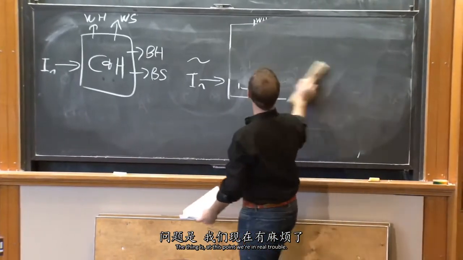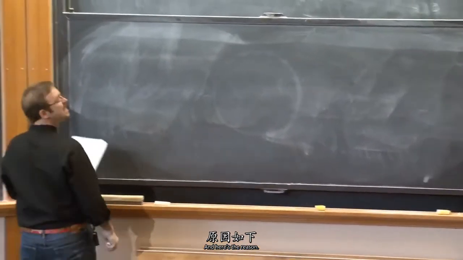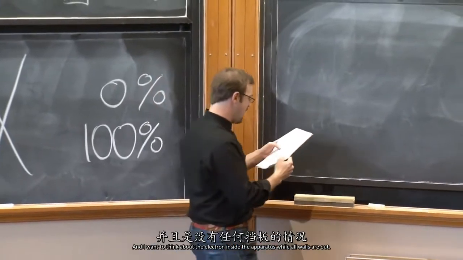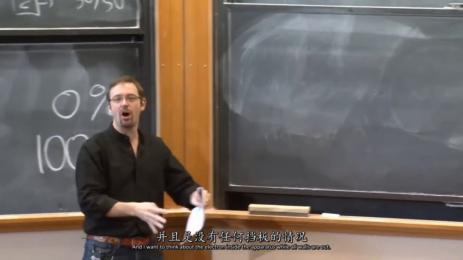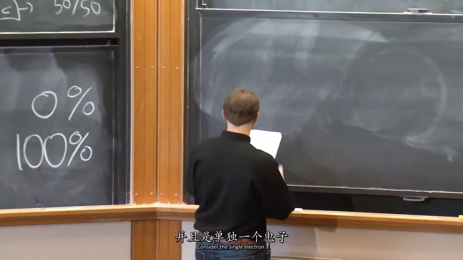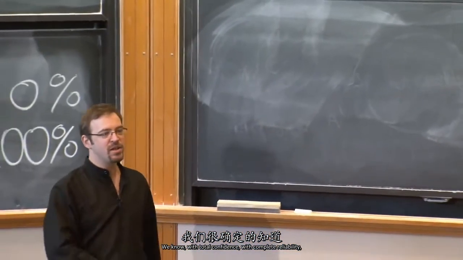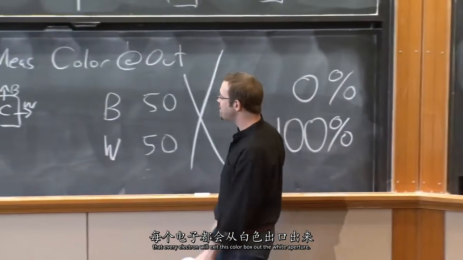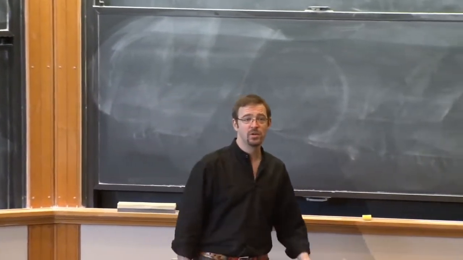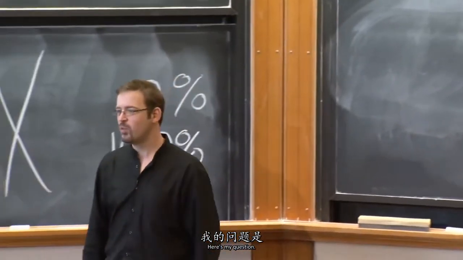The thing is, at this point, we're in real trouble. And here's the reason. Consider a single electron inside the apparatus, while all walls are out. So it's this experiment. We know with total confidence, with complete reliability, that every electron will exit this color box out the white aperture. We've done this experiment. We know it will come out white. Here's my question. Which route did it take?